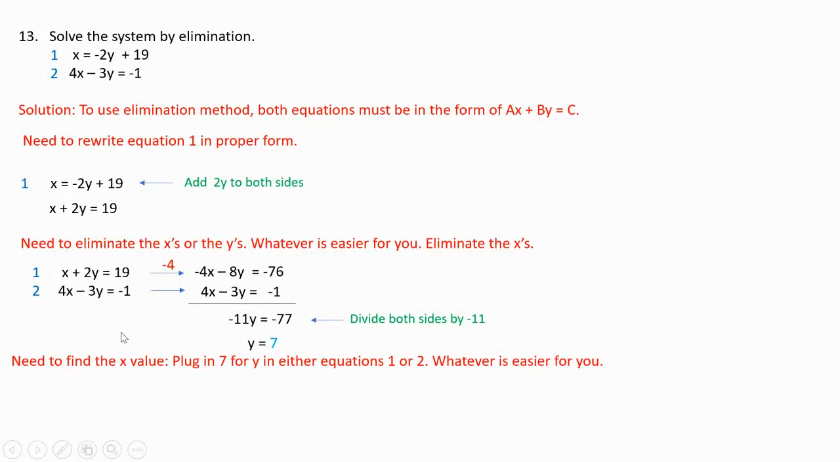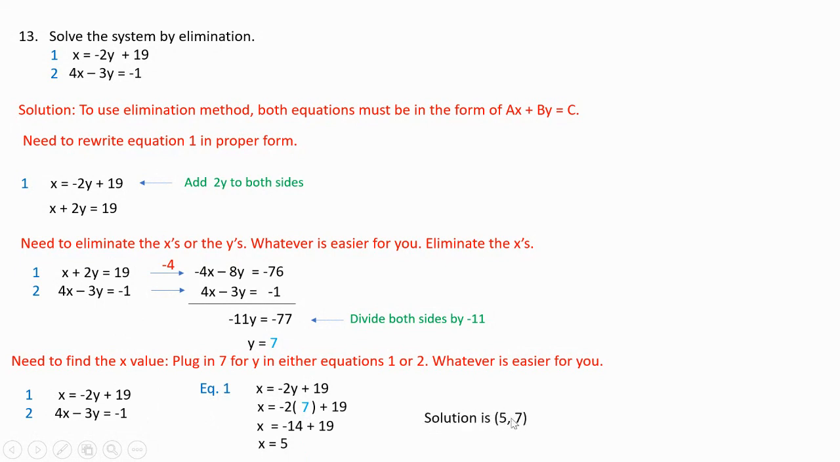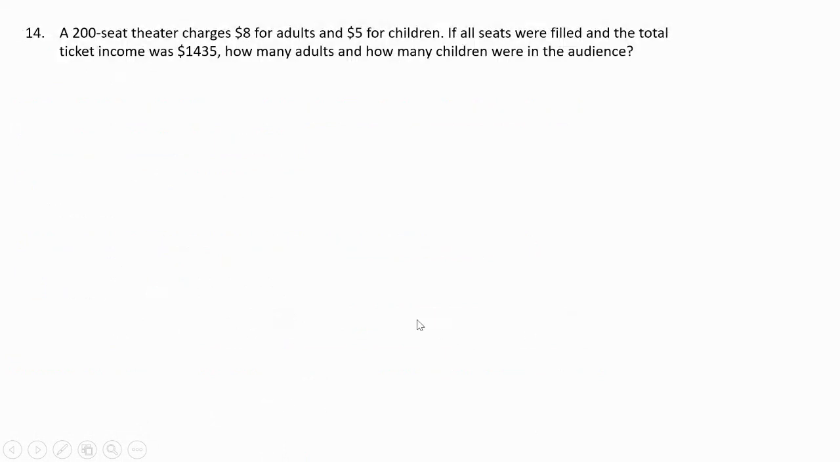Now I need to find the x value because it's a point where they intersect. It has an x value and a y value. I can go back to either 1 or 2. In my opinion, it's easier to go to 1, because the x is already isolated. So let's go to 1. I'm going to plug in 7 where the y is. So -2 times 7 will give us -14 plus 9 plus 19 will give us x equals 5. So that's my solution, 5, 7.